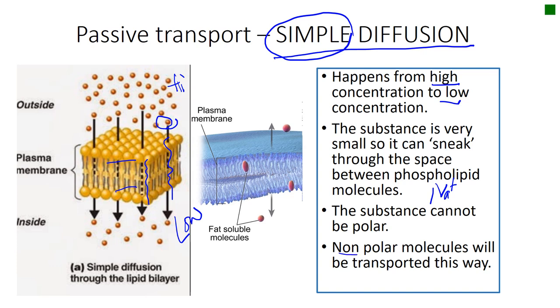And for non-polar molecules, such as fat-soluble molecules, they can simply pass through the bilayer, because remember, in the middle, the phospholipid tails consist of lipid, which is fat. So that's why fat-soluble molecules can easily pass through the plasma membrane from high concentration to low concentration without energy. That is, they are doing simple diffusion.